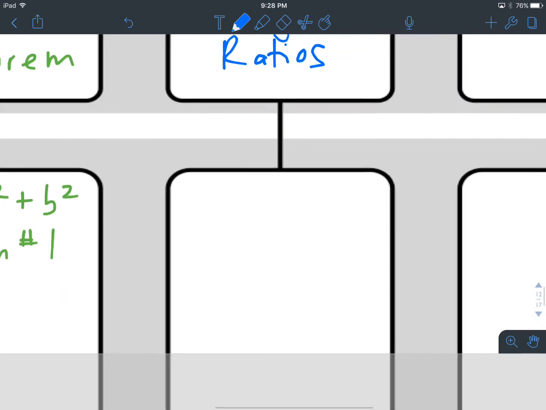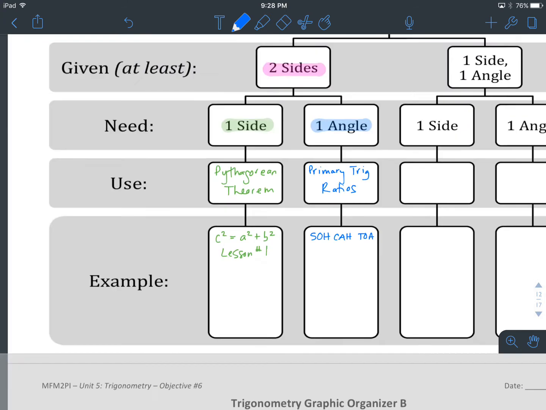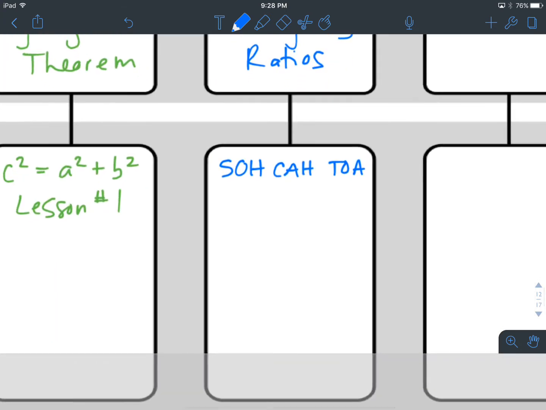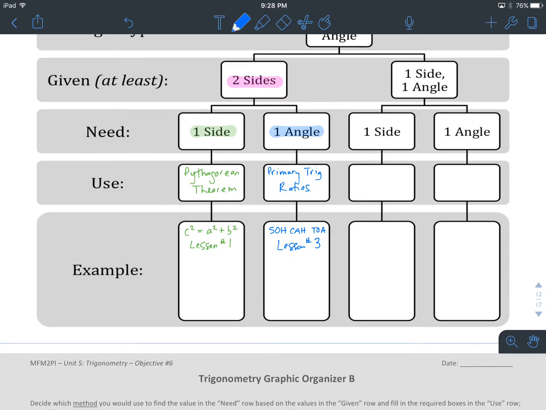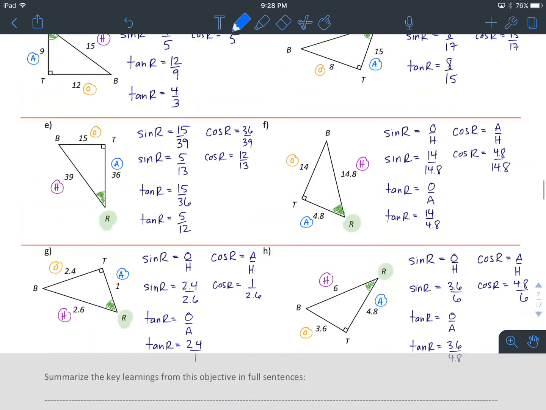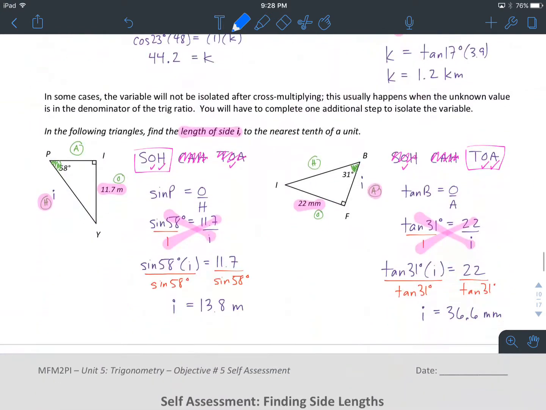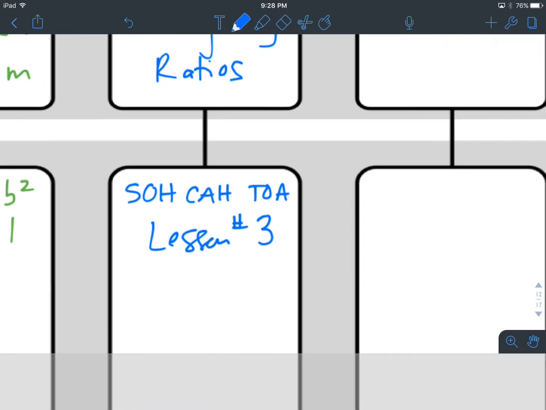And again, that would be something like, I'll just write out SOH CAH TOA here as a bit of a cue for you. And we're looking for an angle, so this would be lesson number 3. I think it was lesson number 3. You know what, I'm going to go have a quick look just to make sure. Lesson number 3 is not the right one. We found angles, that was lesson number 4. I'm sorry, that's my mistake. So let's get back to it. We're going to call that lesson number 4 actually.